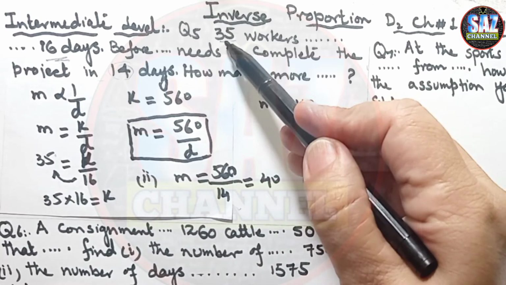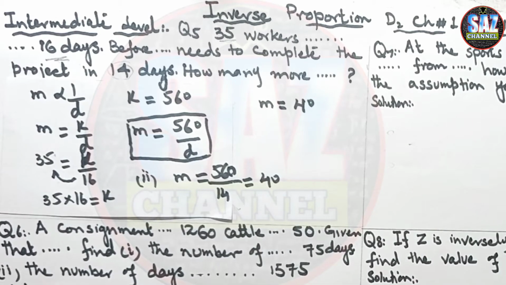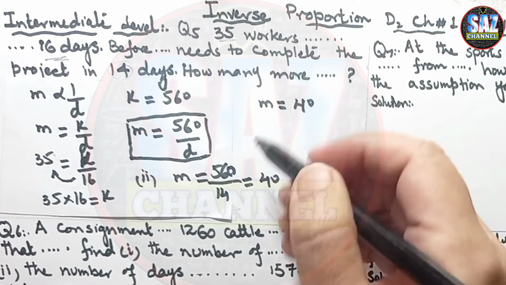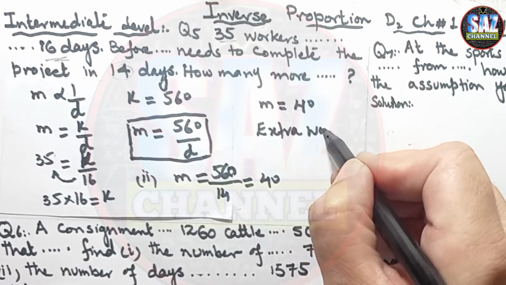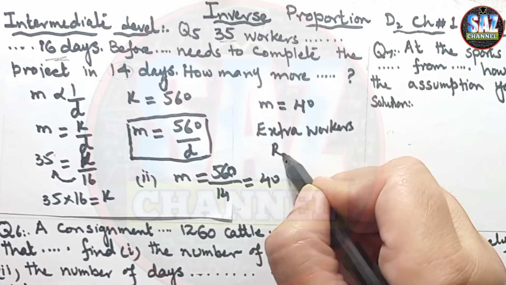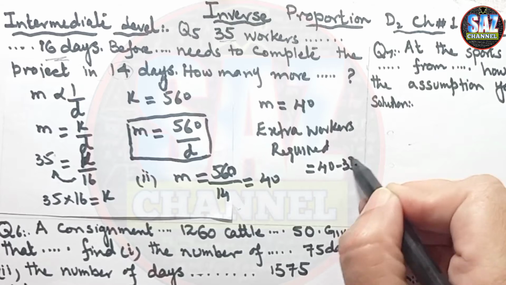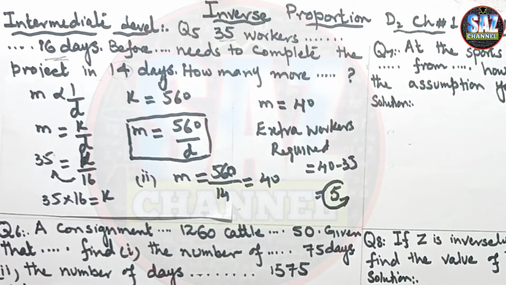Initially there were 35 workers, but in order to complete the job in 14 days, he has to hire 40 workers. So extra workers required equals 40 minus 35, which is equal to 5. That means he has to hire 5 more workers to complete the job in 14 days, and then he will be on time. I hope you are clear about this question. Let's move to the next question.